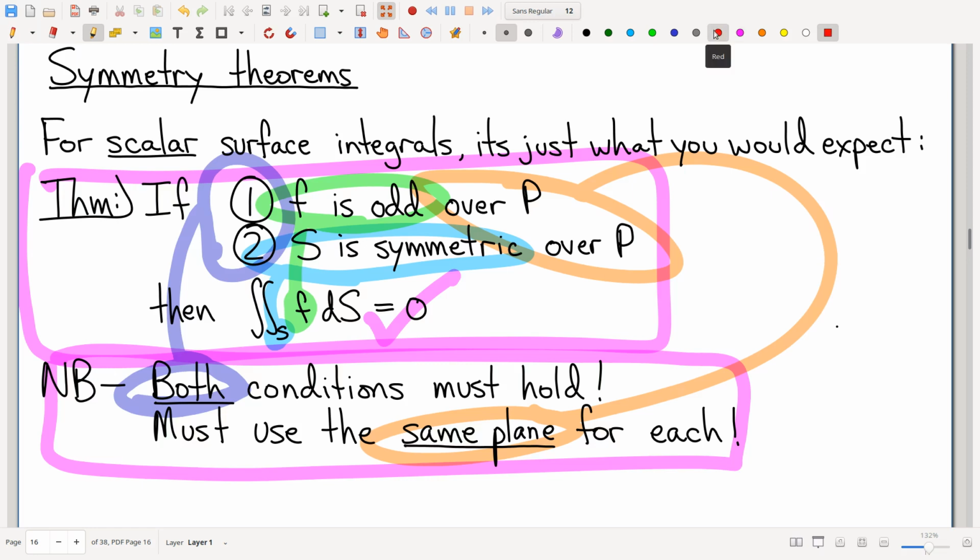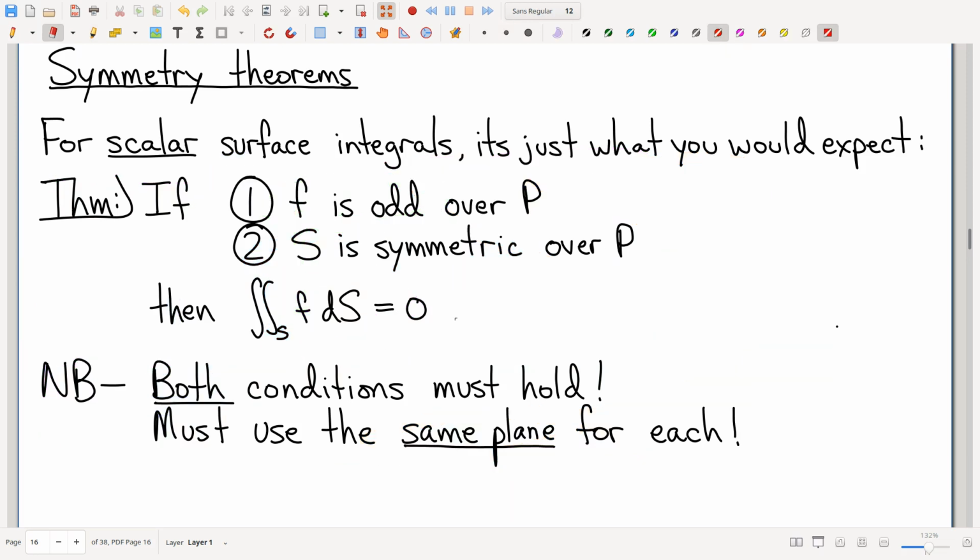The worry on this, the problem, the bad news, is that this only applies to scalar surface integrals. Only scalar surface integrals. By the way, again, flashbacks to when we were talking about symmetries for line integrals. It was only scalar line integrals. Likewise, only scalar surface integrals.